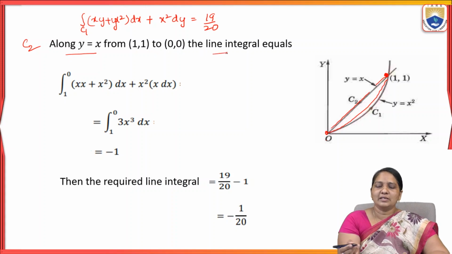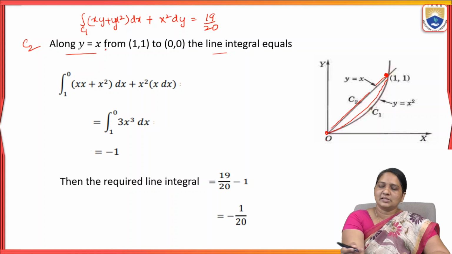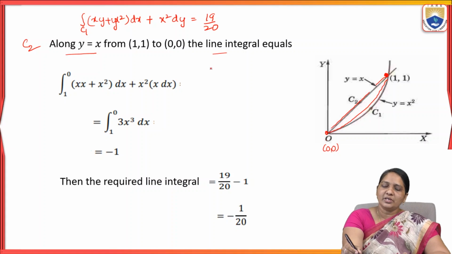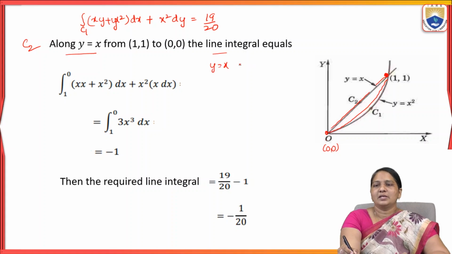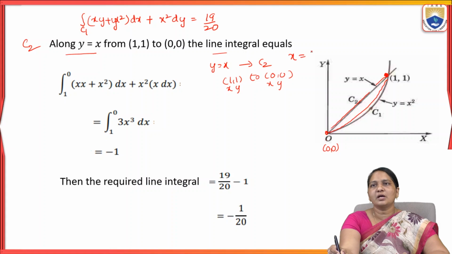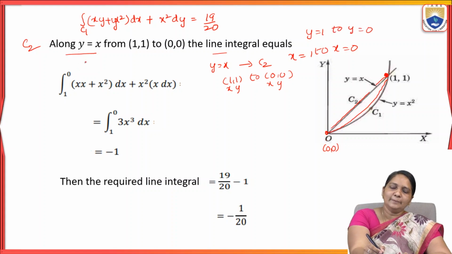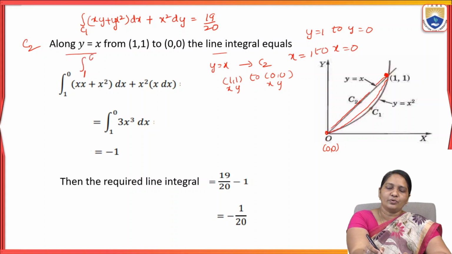The line integral is equal to: y equal to x, from (1,1) to (0,0). So y equal to x is the curve C2, and the points are (1,1) to (0,0). That means the x limits are 1 to 0, and the y limits are also 1 to 0. So that's why we are taking the integral from 1 to 0.